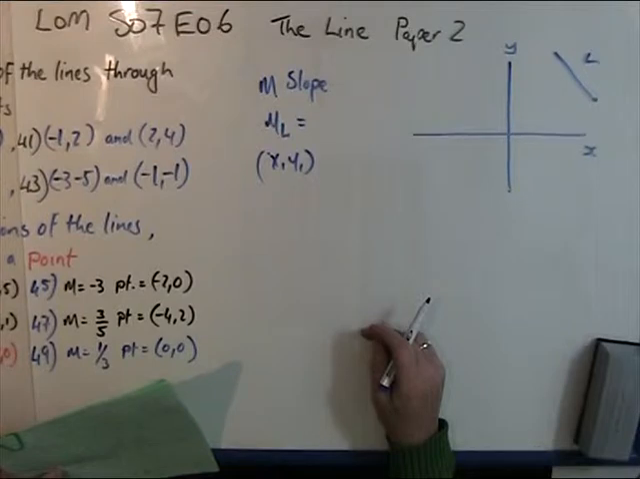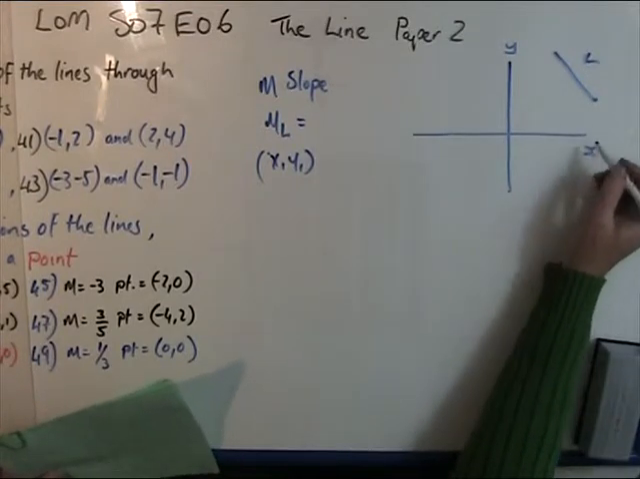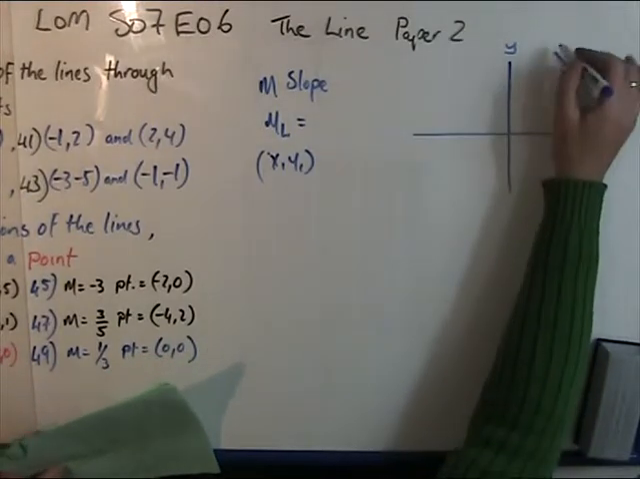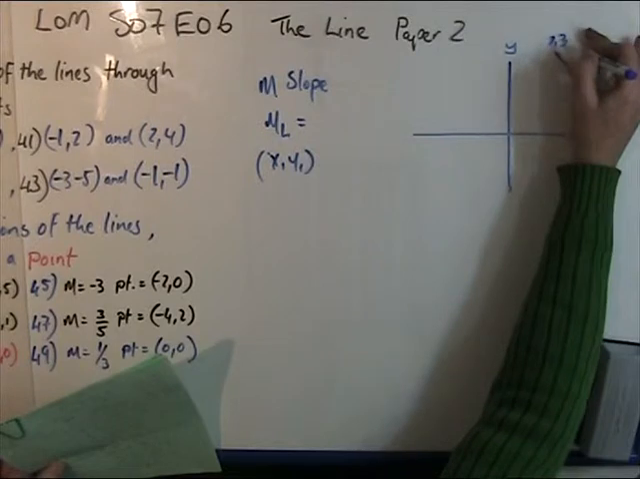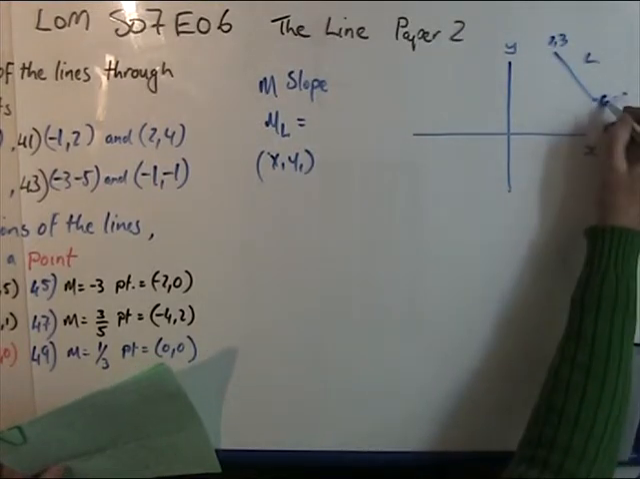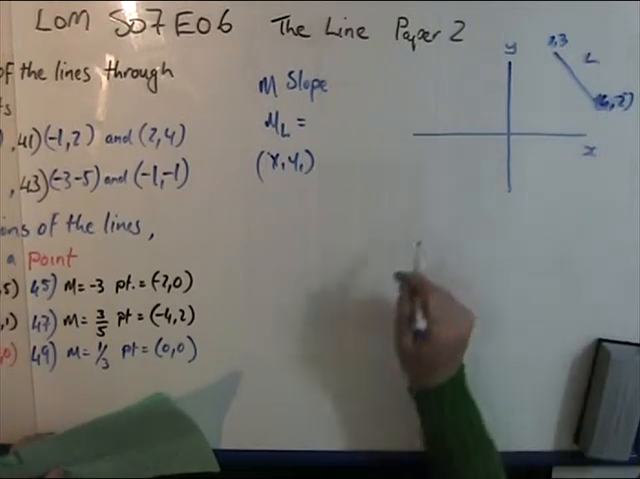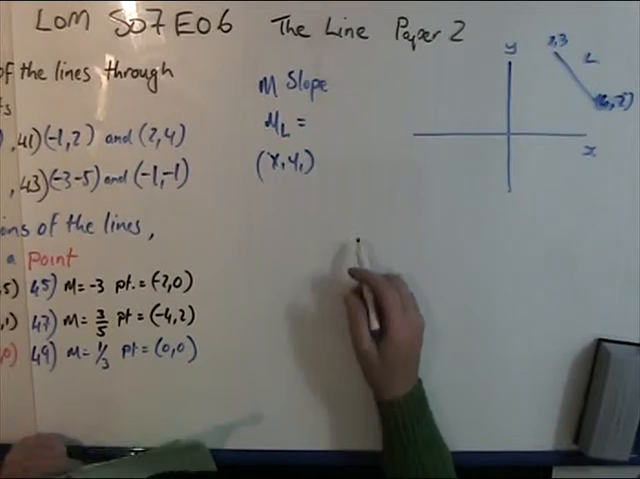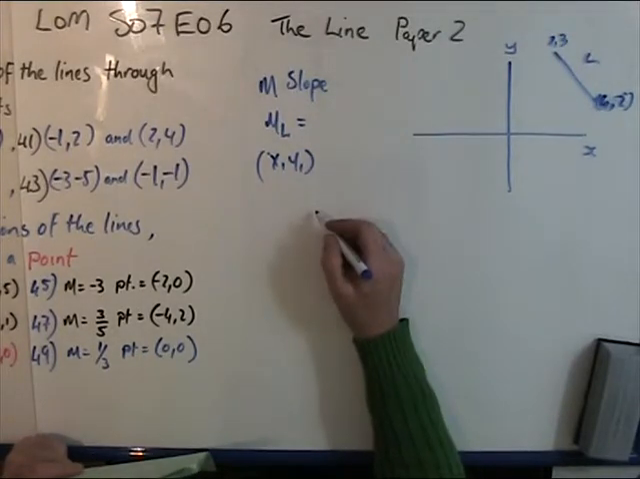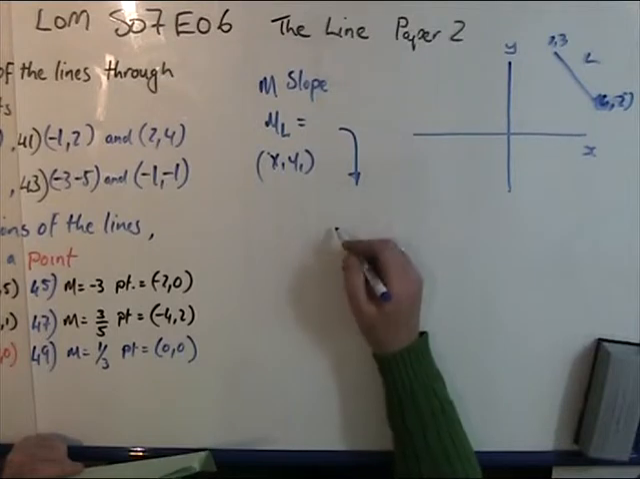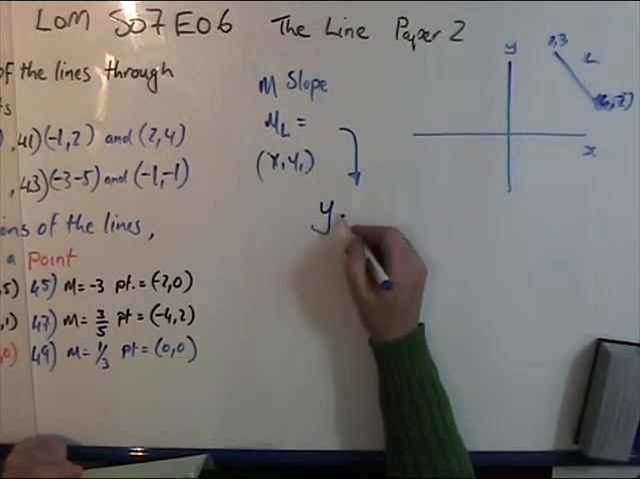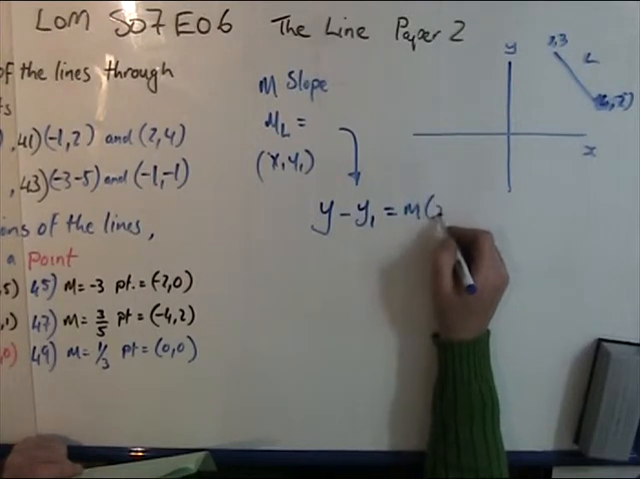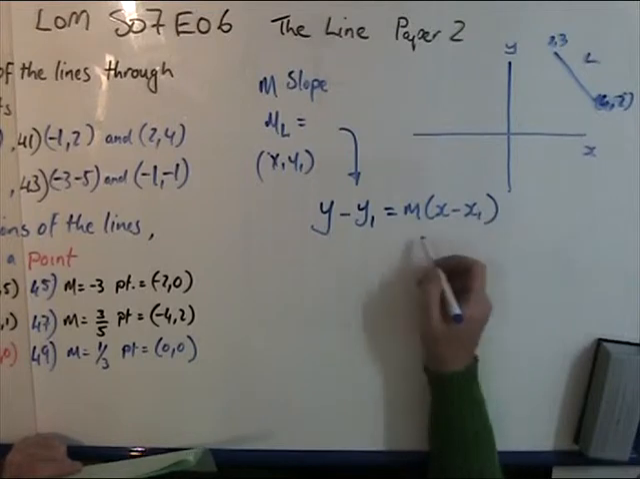For example, I have this line L, and it's got the points 2, 3 and 4, 2. It might not look exact, but they are quite nearly there. In order to find an equation, I need to put these into an equation, which is Y minus Y1 is equal to M times X minus X1. And that's the equation.